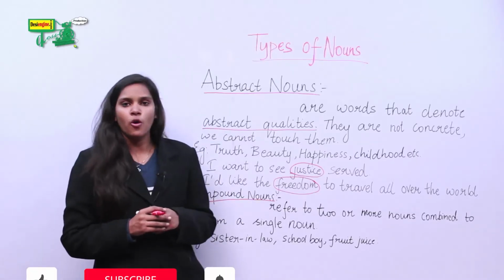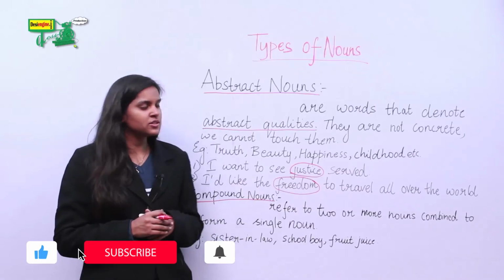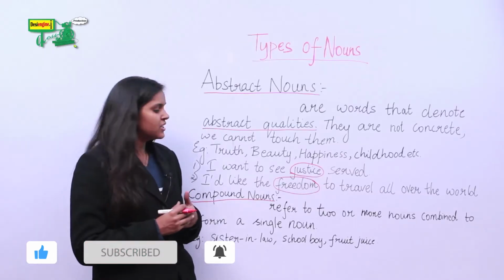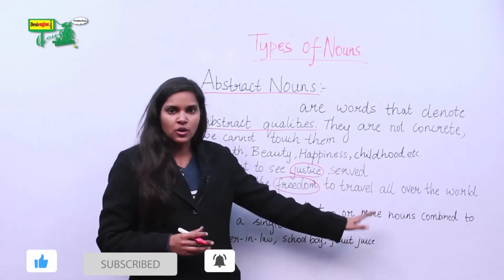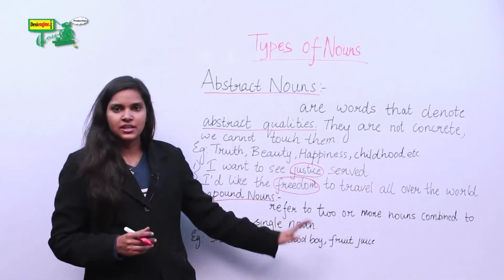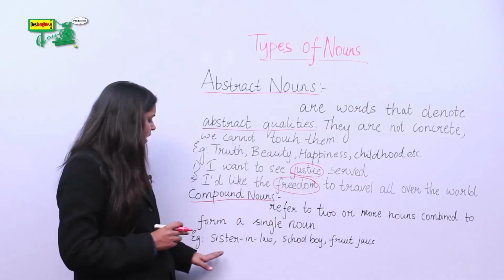Let's come to compound nouns. What are compound nouns? Compound nouns basically refer to two or more nouns combined to form a single noun. For example, sister-in-law.